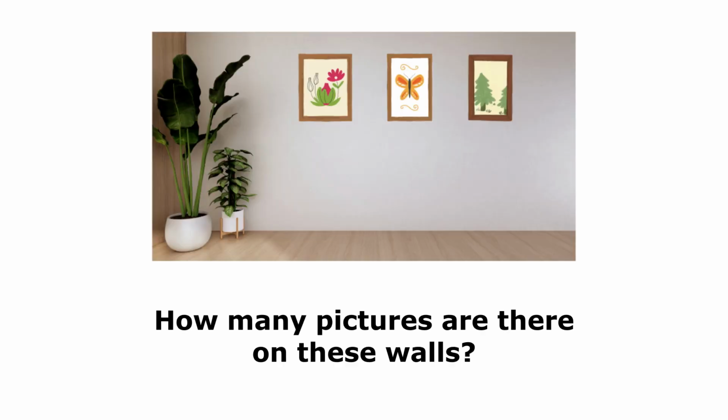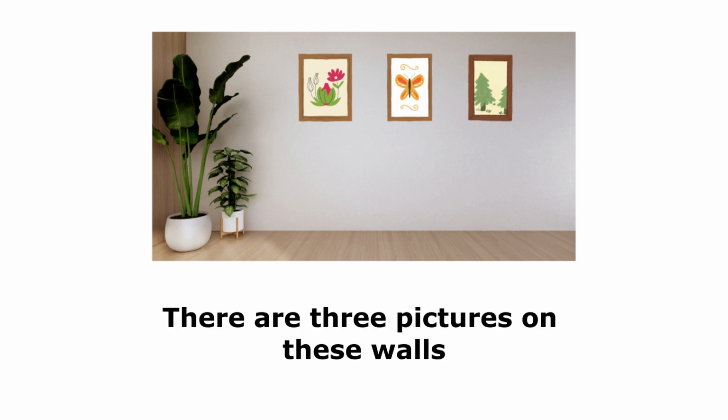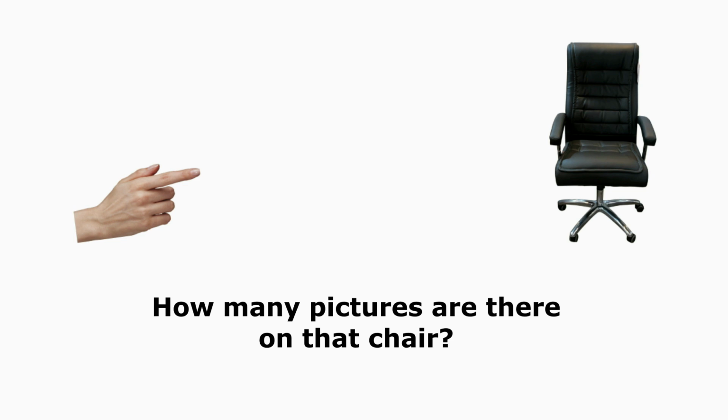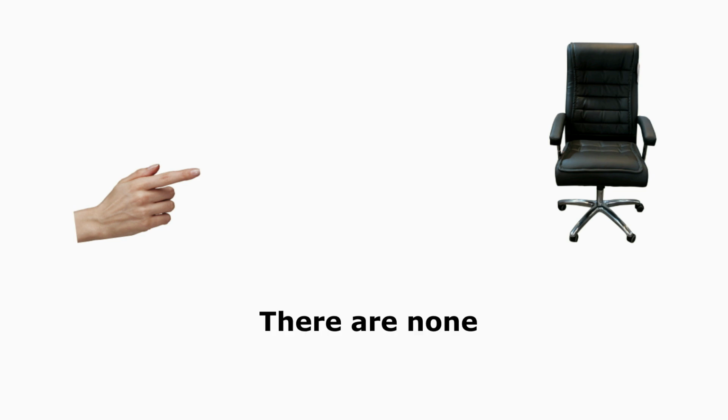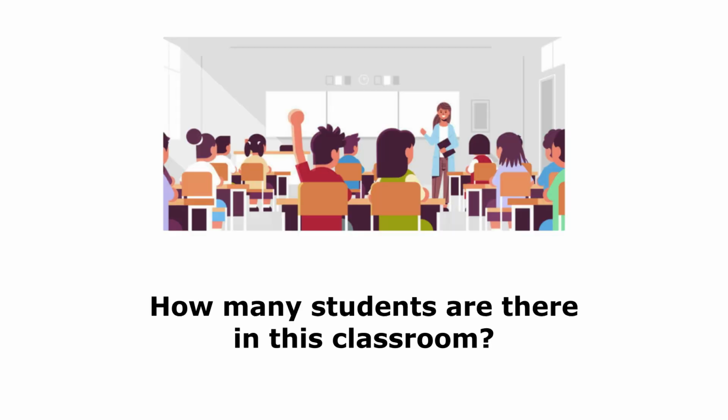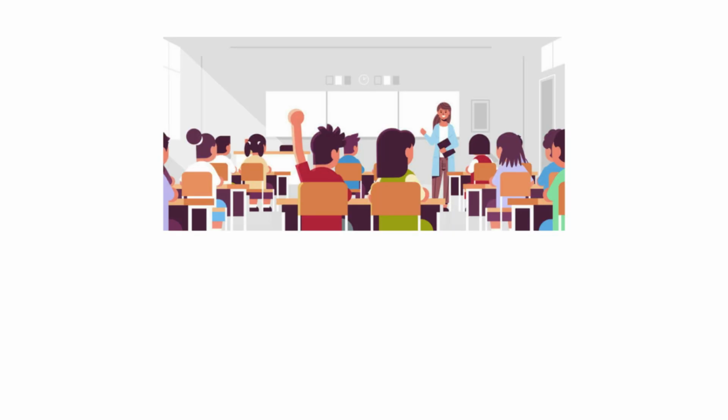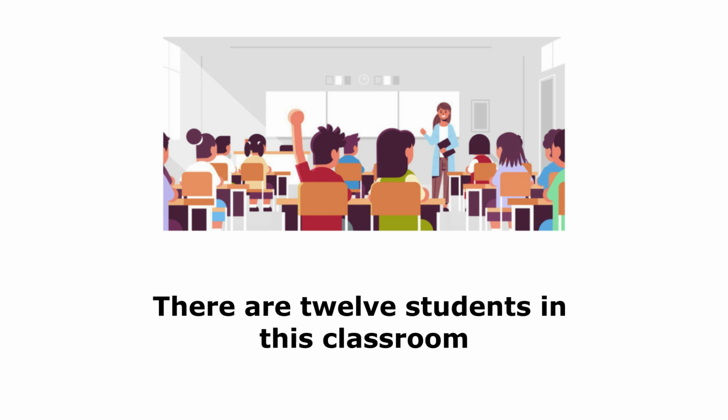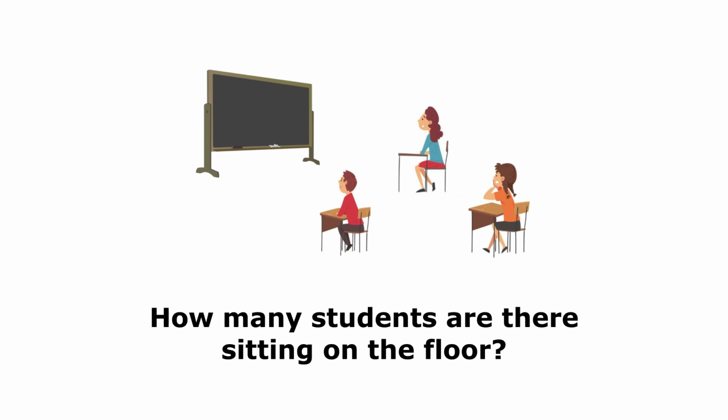How many pictures are there on these walls? There are 3 pictures on these walls. How many pictures are there on that chair? There are none. How many students are there in this classroom? There are 12 students in this classroom. How many students are there sitting on the floor? There are none.